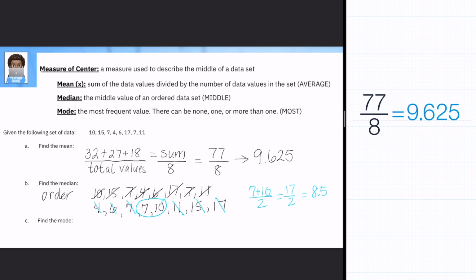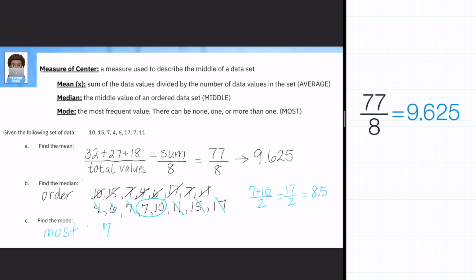All right, and the last one is mode, or just the most. And you just got to look at your list and figure out, like, does anything repeat? And so you're just scanning, and yep, the 7s repeat. Does anything else? Do I see any other 10s? No. Yeah, so it's just 7.